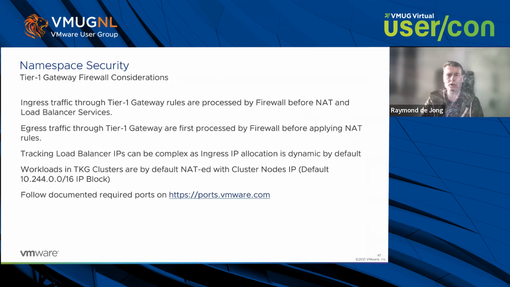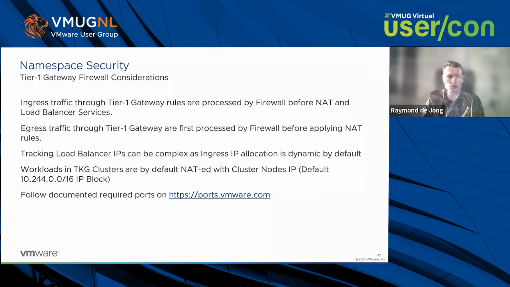Also consider that ingress traffic is processed by the firewall before being NATed, and egress traffic is first processed by the firewall before applying source NAT rules. And considering the fact that load balancer IPs will be allocated automatically, that can be hard to track, because you cannot do a specific destination IP, because NSX-T will allocate that IP automatically. You can, however, specify an IP in a service type load balancer CRD, but that means that you need to track those IPs yourself, and those IPs need to be members of the ingress IP ranges you specify on the cluster or namespace level.